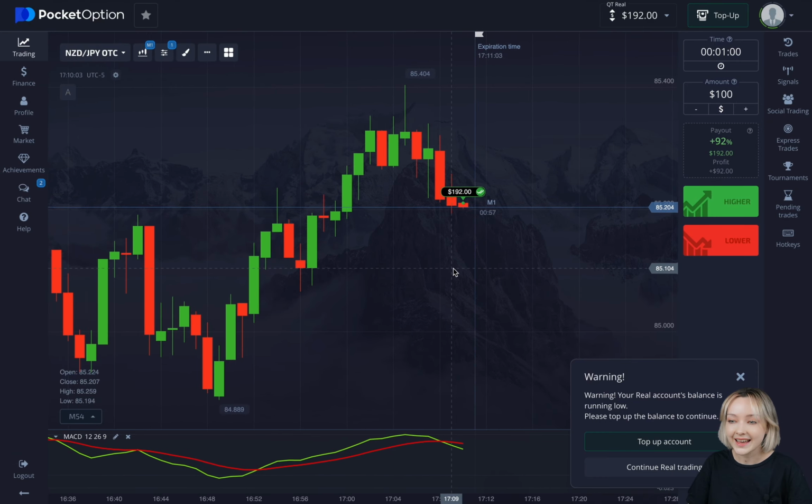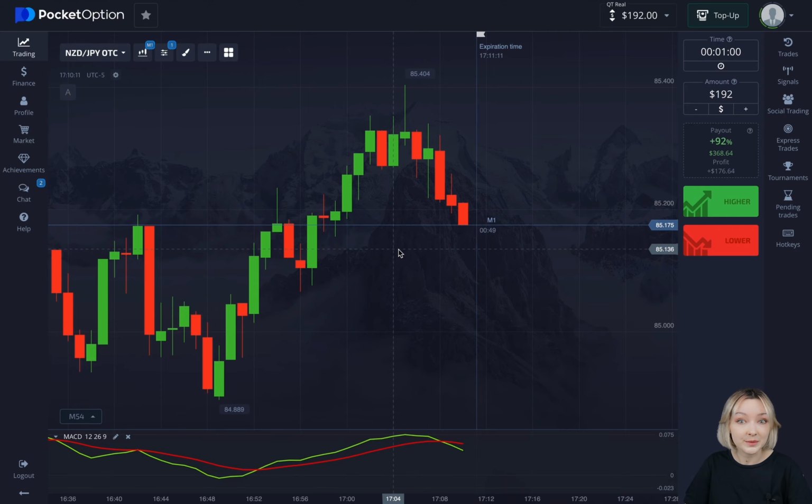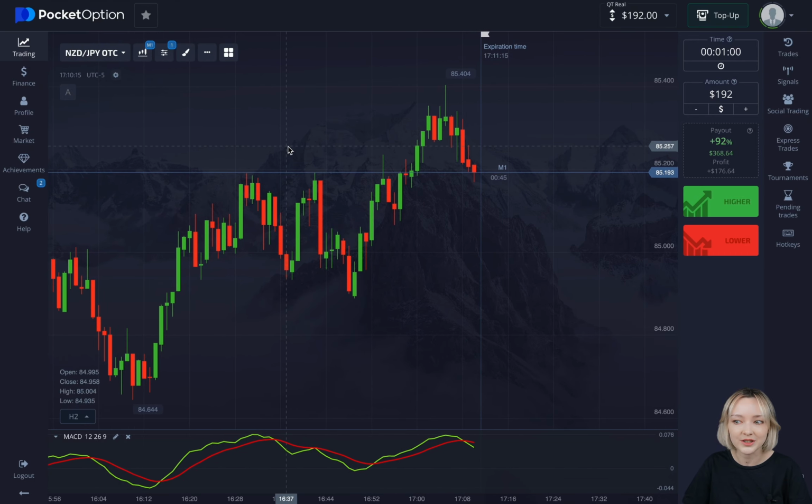So the next candle closes in a downward position, making it red, very accurately according to our predicted scenario. So we've got plus 92% to our deposit today. I'm trading very risky, but I strongly recommend you to take risk management into account.